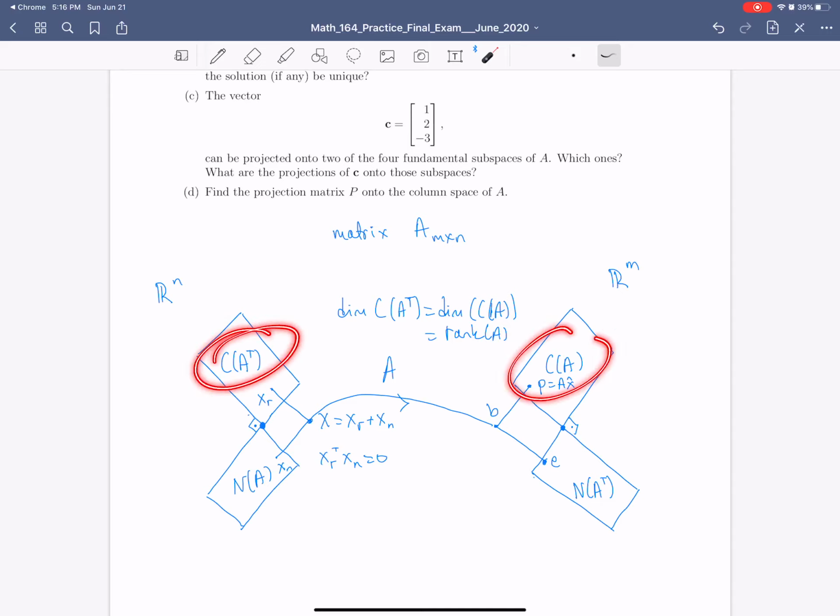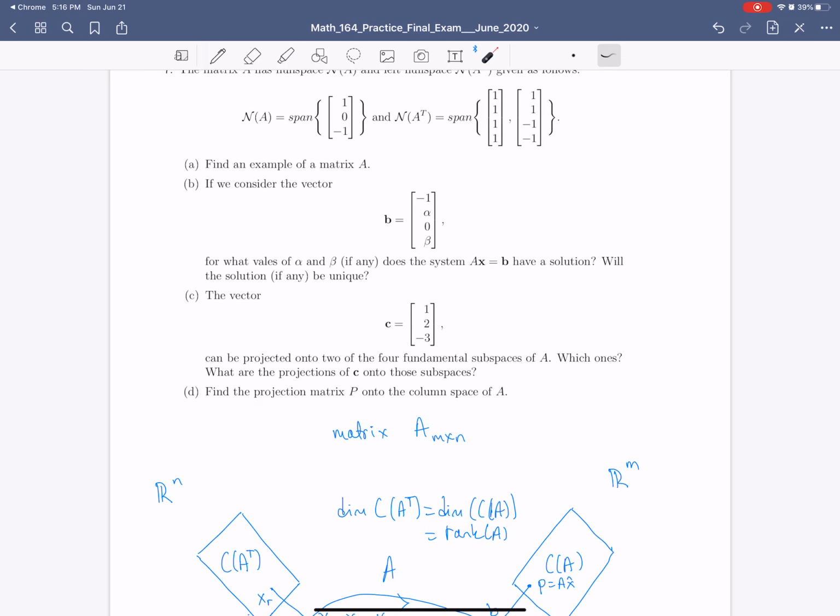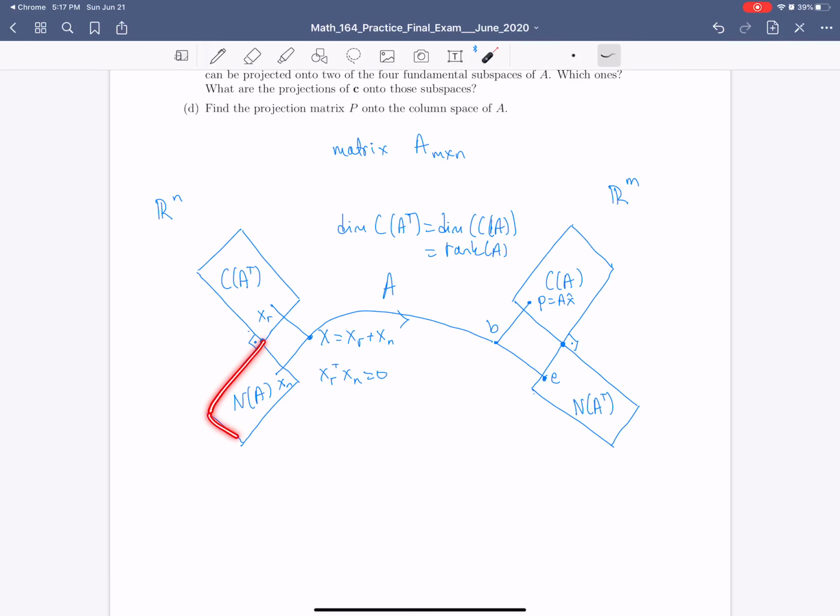I can give you row space and column space, row space and left null space, left null space and column space, null space and left null space. Those are the four possibilities that give you the same information at the end of the day, because you can extract the rest. So what have I given you here? I've given you a basis for the null space and a basis for the left null space. So you are given this space and you are given this space. From here, you can find a basis for this space and the basis from this space.